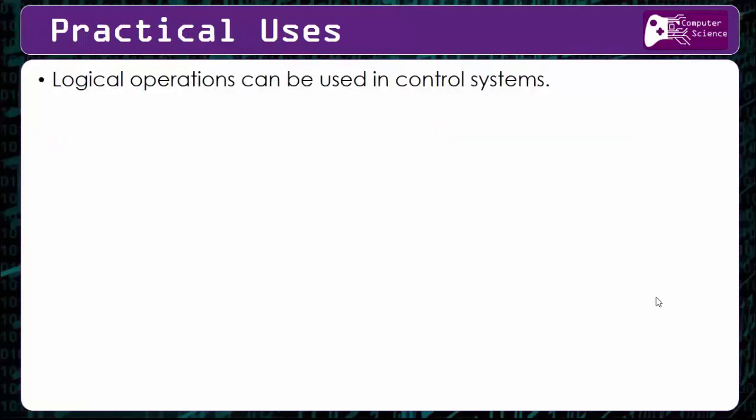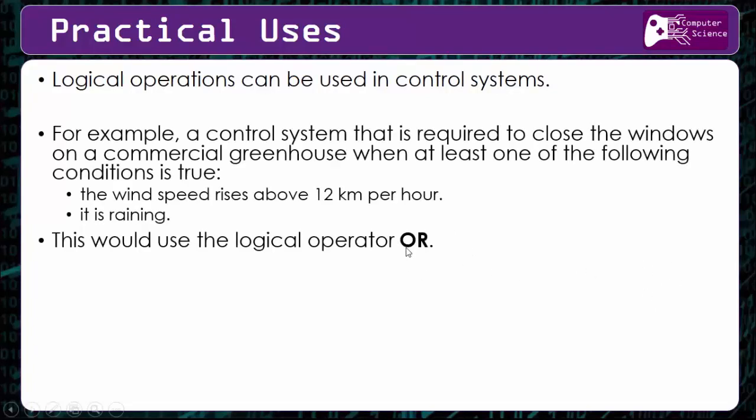So what's the point in this, I hear you asking? There are practical uses for this. So logical operators can be used in control systems. So if we look at how an OR could be used, it might be that in order to close the windows on a commercial greenhouse, one of the following conditions has to be true. So if the wind speed is over 12 kilometers an hour, then the windows have to be closed. And also if it's raining, then the windows need to be closed. So it doesn't have to be both, it can be either or.